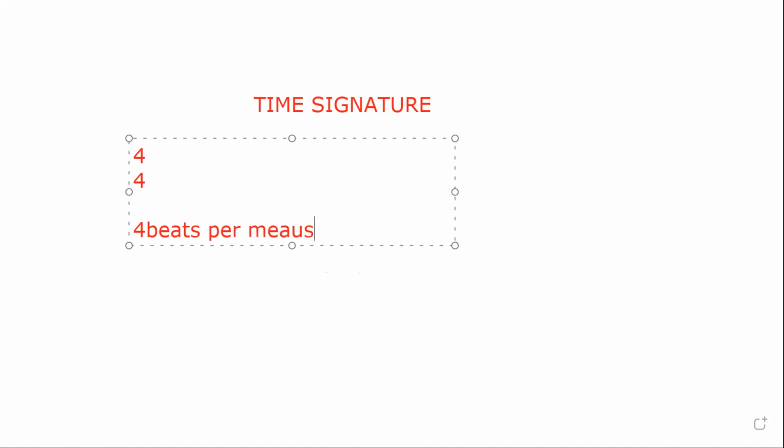The first example we are going to look at is the 4/4. Now, like we said, the top number 4 tells us there are 4 beats per measure. Another name for a measure is a bar. So a measure can also be called a bar. So you can say it's 4 beats per measure or 4 beats per bar.